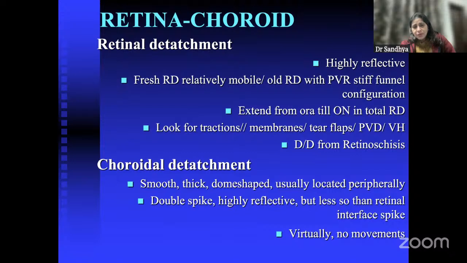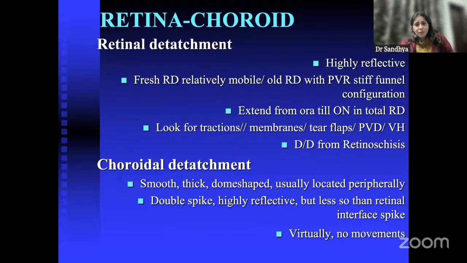A choroidal detachment, whereas, will be more smooth, thick, and dome shaped, and it will usually be located on the periphery because it is usually over the vortex veins or a little on the equator. Of course, if it is a large choroidal detachment, it will come down till the posterior pole. Sometimes we do see kissing choroidals, where both domes of choroid are almost touching each other, going right up to the posterior pole.